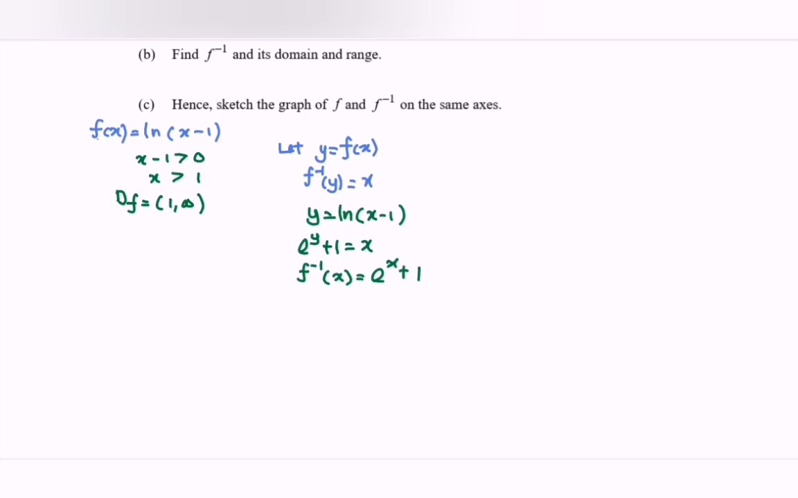Referring to the situation, because of the exponential function, the domain for f inverse will definitely be negative infinity until infinity. As for the range of f inverse, as we all know, it is the same as the domain of f. So the range for f inverse would be 1 until infinity, where the 1 is not included.